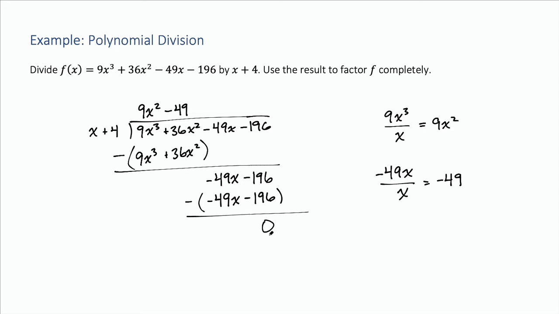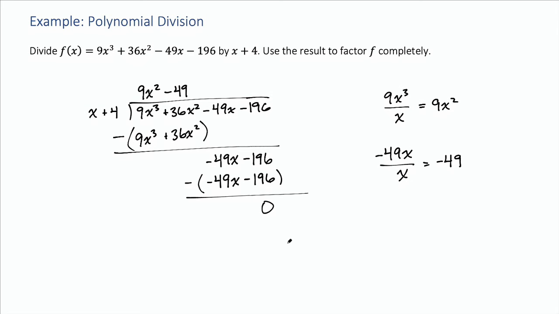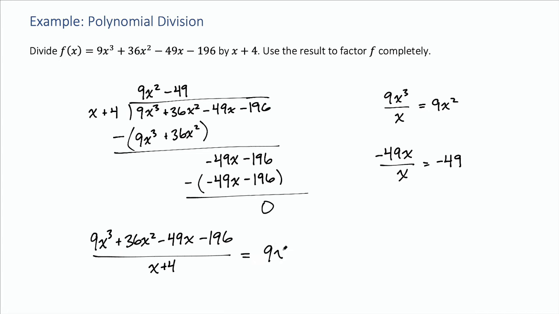Okay, now that we have a 0 here, we know that we are done with our division, and we can write our result. We took 9x cubed plus 36x squared minus 49x minus 196, and we divided it by x plus 4. And we ended up with this thing on top, 9x squared minus 49.